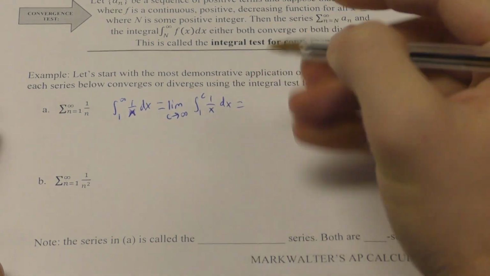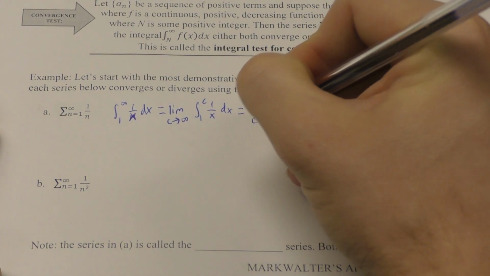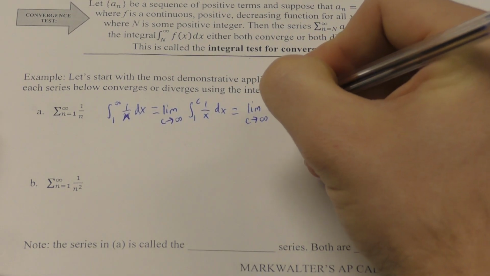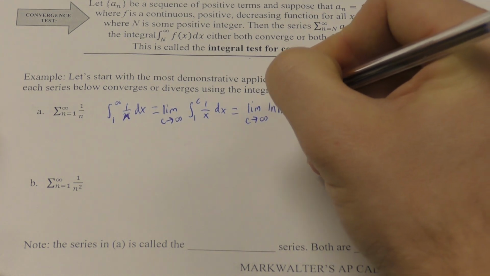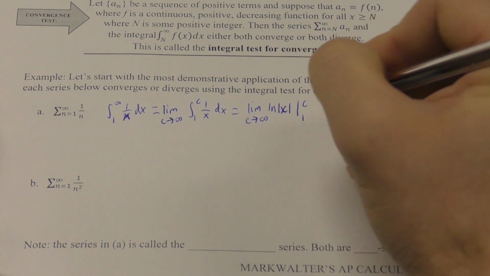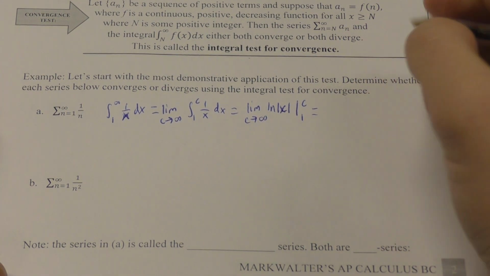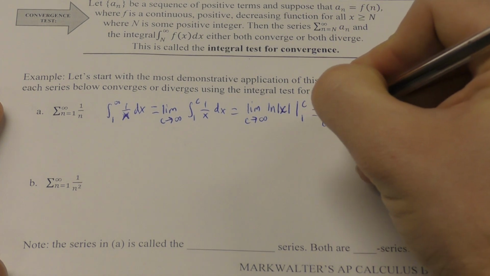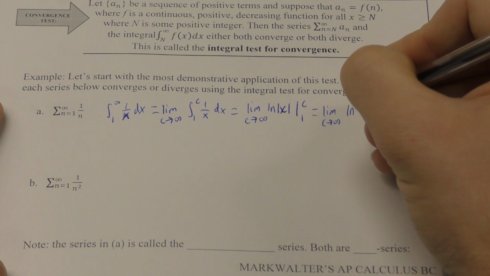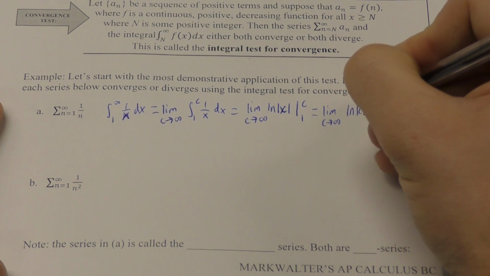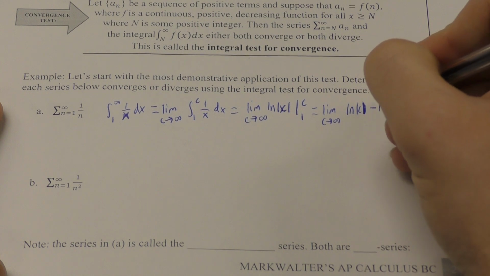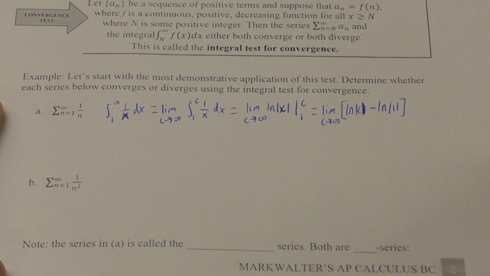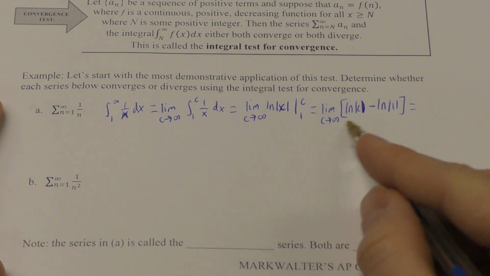All right. I take my antiderivative, but I keep my limit. So my limit as c approaches infinity, the antiderivative of 1 over x is the natural log of the absolute value of x, evaluated from 1 to c. So after I've done my antiderivative, I can plug in my value. The limit as c approaches infinity of the natural log of the absolute value of c, which is going to be positive, so if you want to drop your absolute values, you can, minus the natural log of the absolute value of 1. But there's no c there.